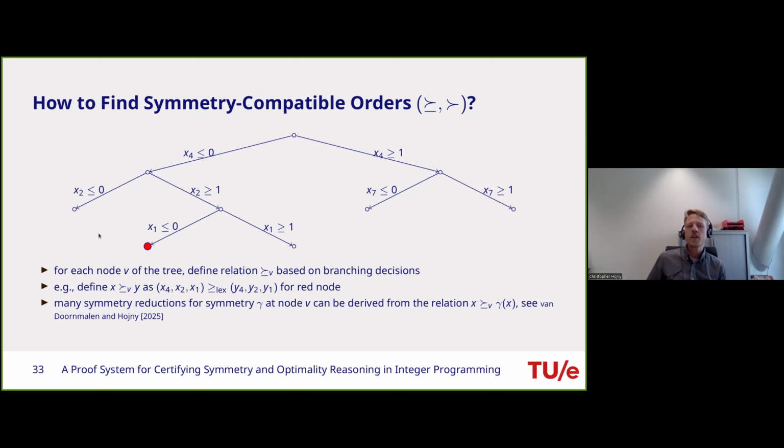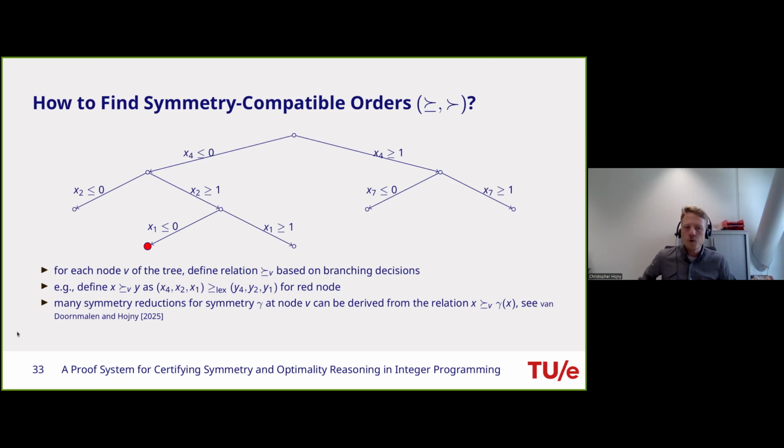And we would then sort the variables according to the branching decision. So we would say x4 is the most important variable, x2 is the second most important variable, which is followed by x1. And then the partial lexicographic order that we would define at this red node is the classical lexicographic order restricted to these three variables in the order 4 to 1.